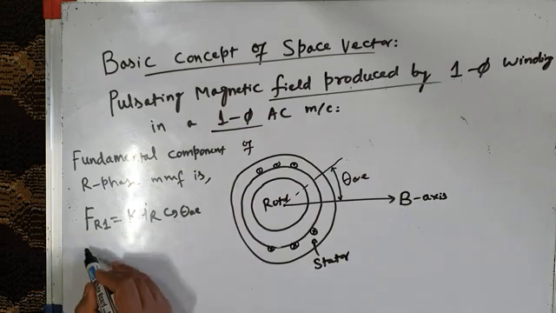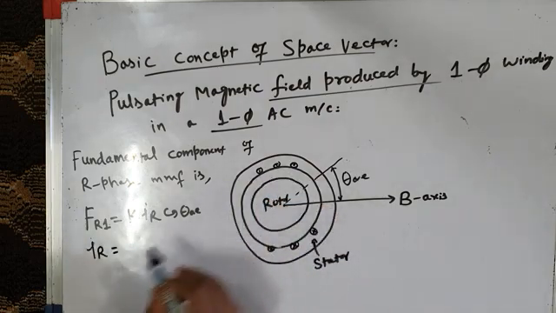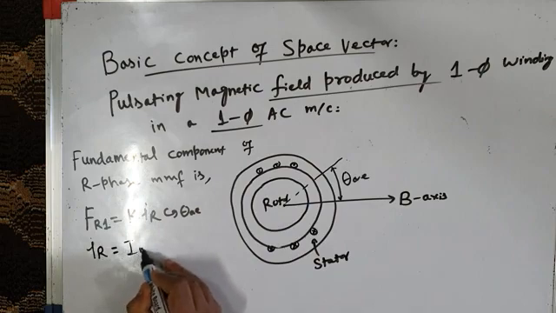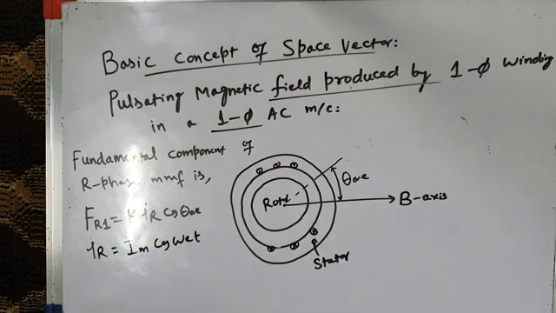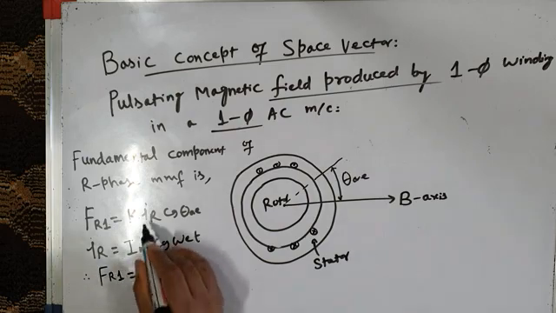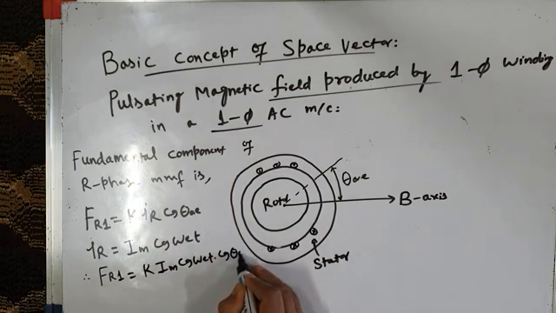And what is IR? We know that in a single phase induction motor, sinusoidal current is flowing in the winding. So IR is given by IM cos omega ET, where omega E is the frequency of the supply. It may be 50 hertz or it may be 60 hertz. So therefore, what is FR1? The fundamental component of R phase MMF is K into IR, and IR is IM cos omega ET, into cos theta AE.